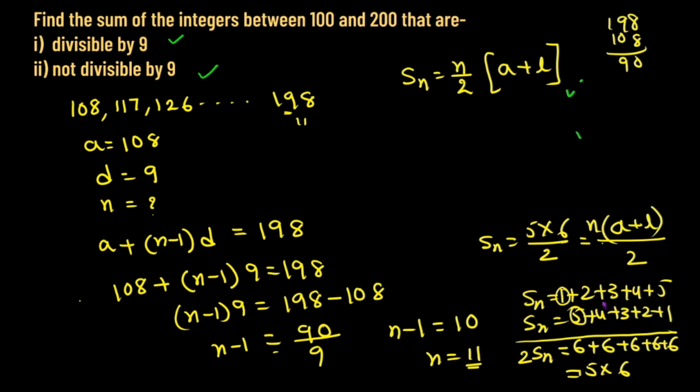Simple thing, right? You don't make it complicated to remember everything. It's very simple. First term and last term we need to add, times n by 2, is the sum of the n terms in the arithmetic series. Equal to, what is the number of terms here? It is 11, right? 11 by 2, and what is the first term? It is 108, right? What is the last term? 198, right? If you simplify this, you will get 1683.